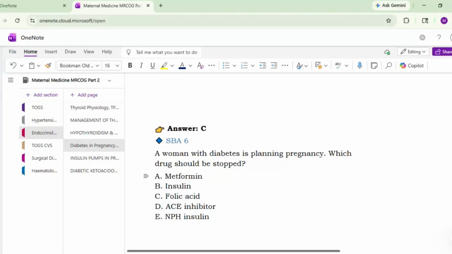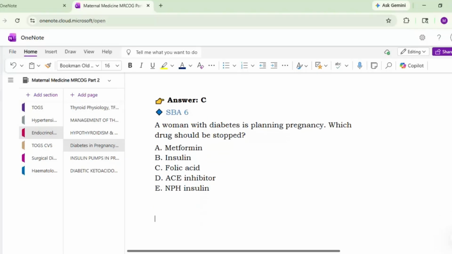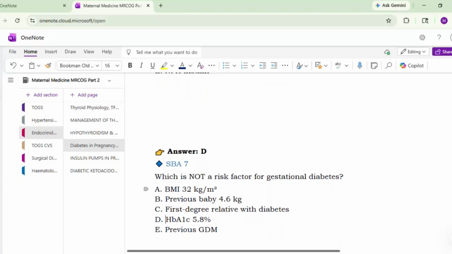Next. A woman with diabetes is planning pregnancy. Which drug should be stopped? Metformin, insulin, folic acid, ACE inhibitors. It is D, ACE inhibitors. They should be removed; we have to stop them.